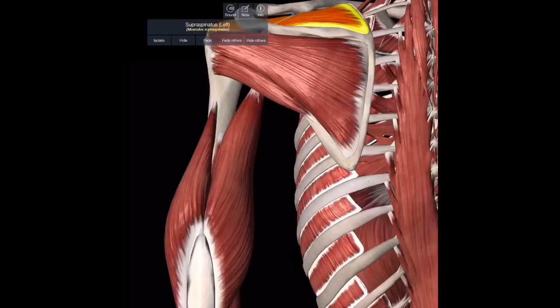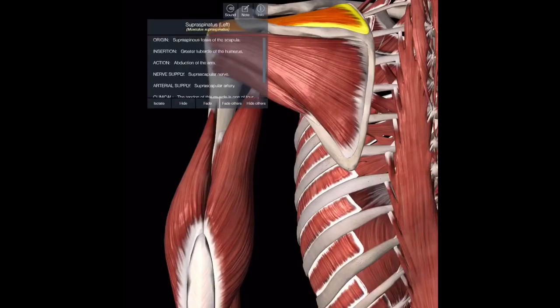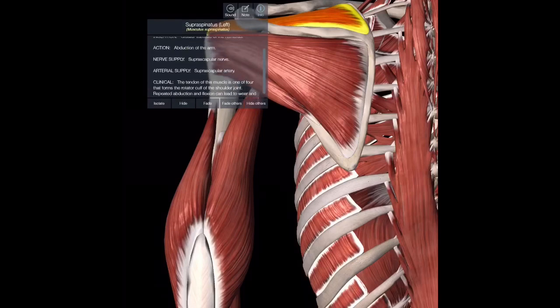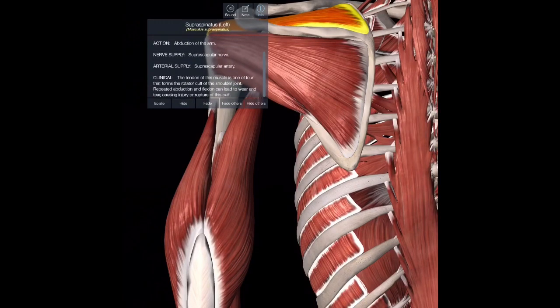The supraspinatus. The origin of the supraspinatus is the supraspinous fossa of the scapula. The insertion, the greater tubercle of the humerus. The action, abduction of the arm. The nerve supply is the suprascapular nerve. The arterial supply is the suprascapular artery.